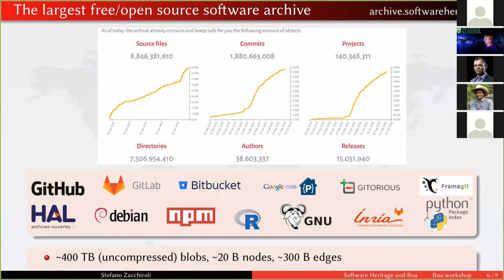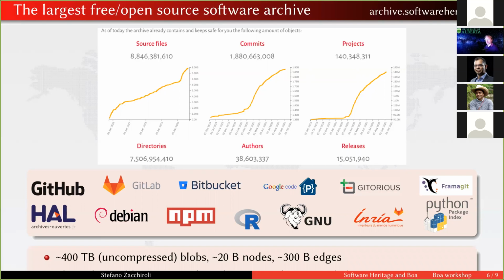So it's pretty big. The blob storage for the files is about 400 terabytes if you uncompress. So it compresses by a factor of 2, so it's still more than 200 terabytes. And the graph itself is pretty big. So it's now in the ballpark of 20 billion nodes and 300 billion edges in terms of a Merkle DAG. So it is today the largest publicly available archive of free and open source software.